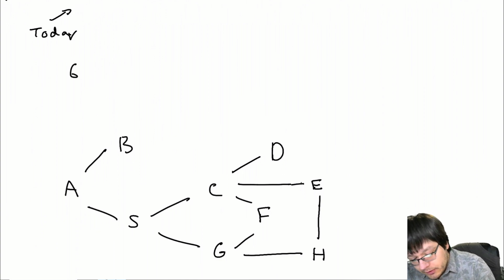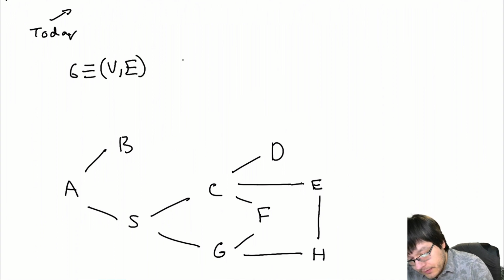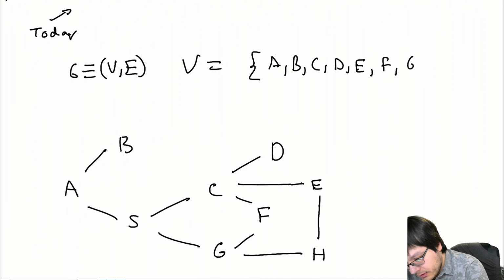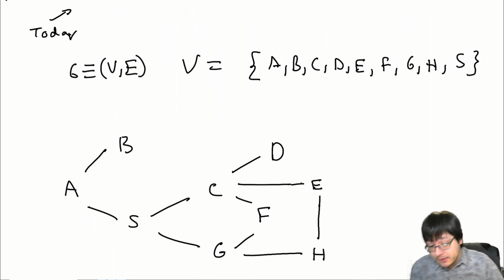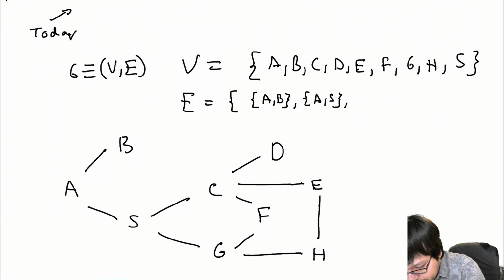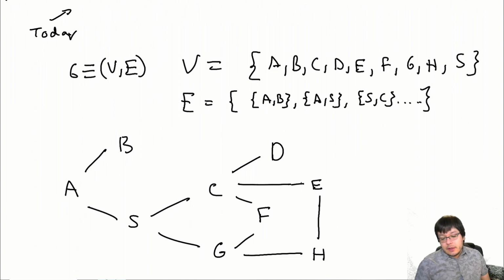If you want to do the math representation, remember, you can do this. The vertex set is S, A, B, C, D, E, F, G, H. I believe I called it S because it's to say starting point. That reminds me, I guess I should just start there then. And then the edges, I'm not going to list them all, but because it's undirected, you use the curly brackets. So you go A to B, then you have A to S, then you have S to C, and so on. You'd have a total of 10 of those in there.